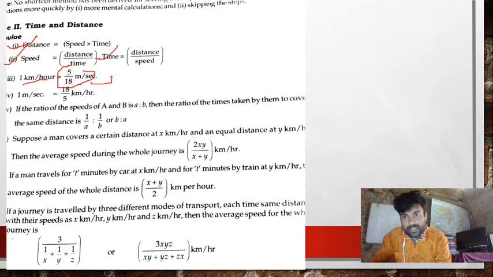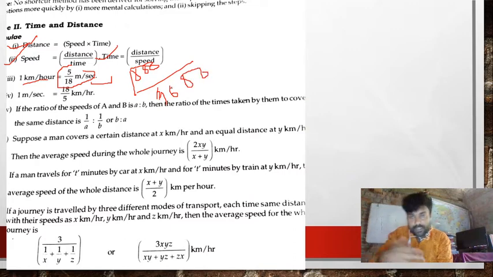How does it come? 1 kilometer is equal to 1000 meters, and 1 hour is 3600 seconds. So if you do the calculation, you find this. Also, for 1 meter per second, we can convert to kilometer per hour by multiplying by 18 by 5.